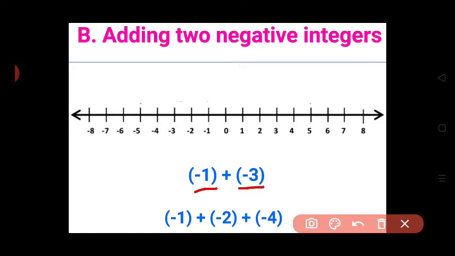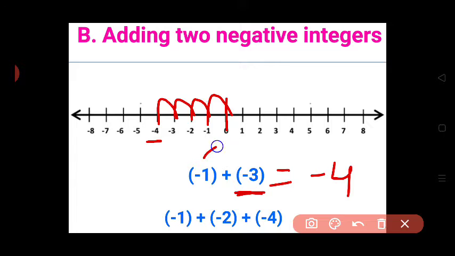In case of negative integers, we have to move towards the left. So first, starting from 0, you have to move -1, that means 1 unit towards the negative direction. Okay, the next addend is -3, that means we have to move 3 more units towards the left direction. So start from here: 1, 2 and 3. So what is the result now? -4.